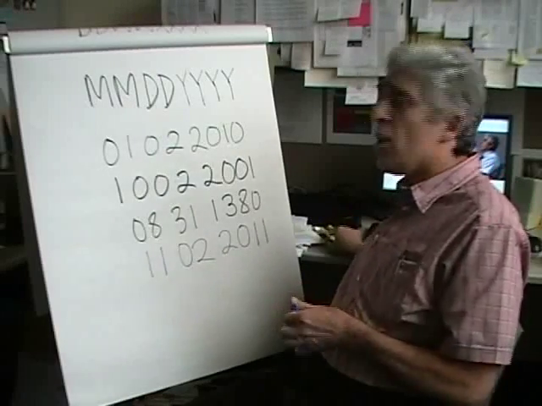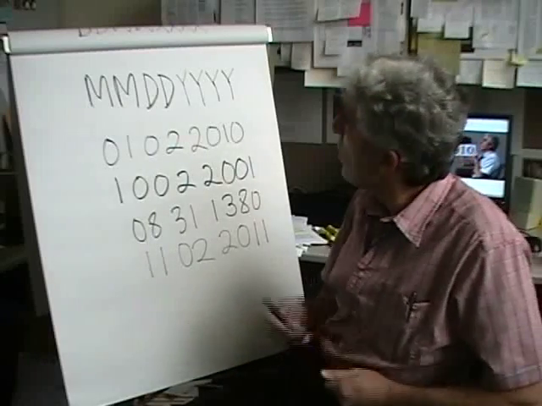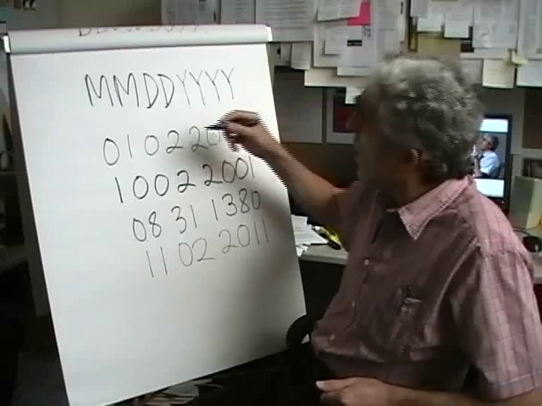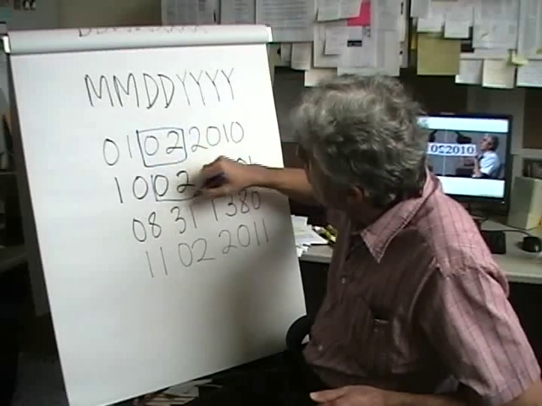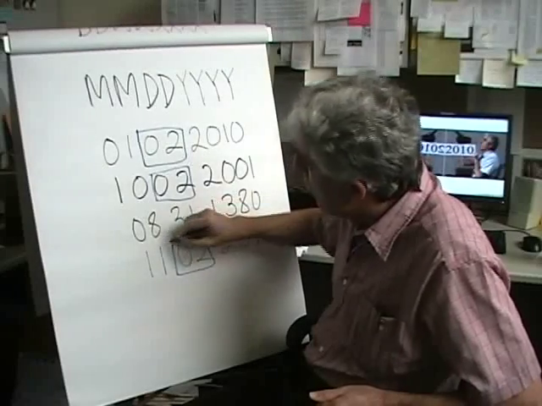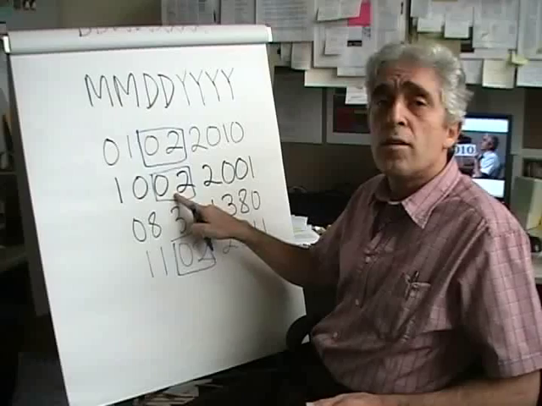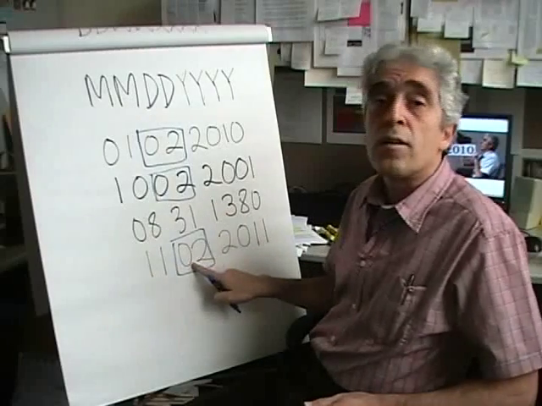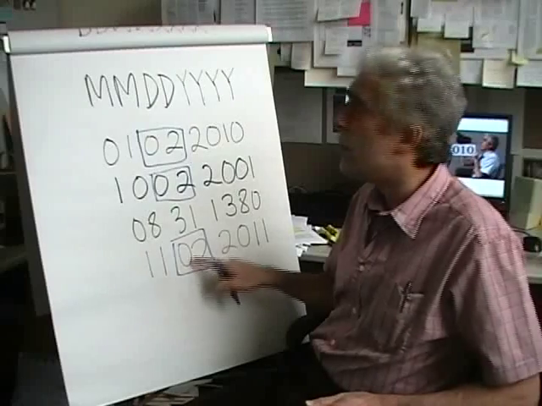Notice that all 12 palindrome dates in this century, in this date format, are going to occur on the second day of the month. January 2nd, October 2nd, November 2nd. All 12 are going to occur on the second day of the month.